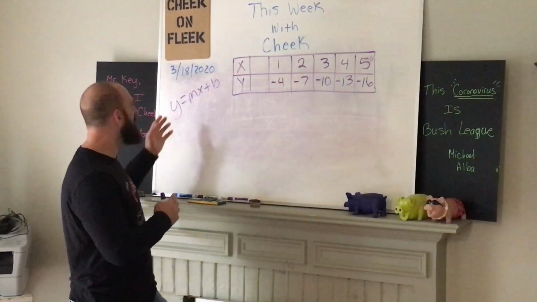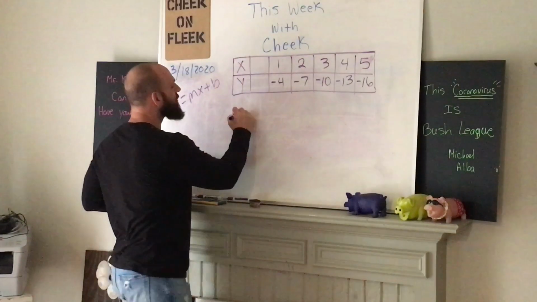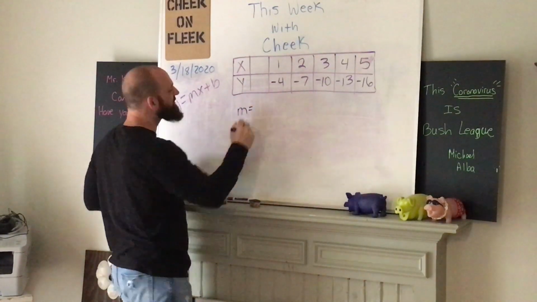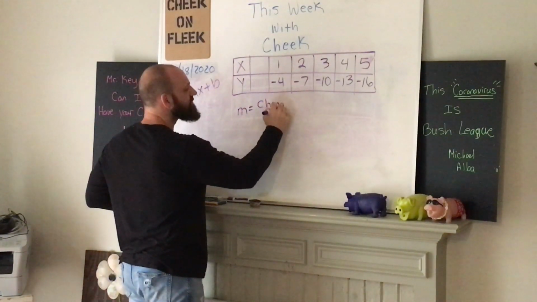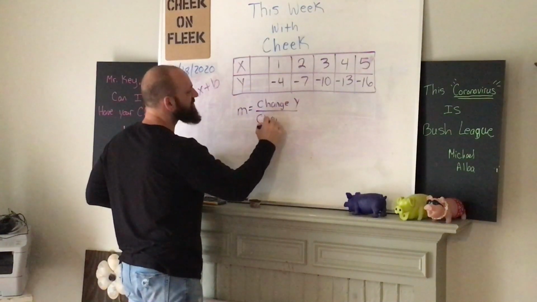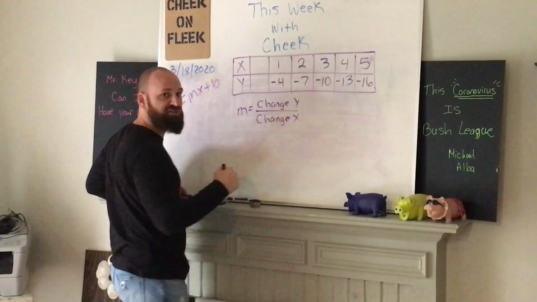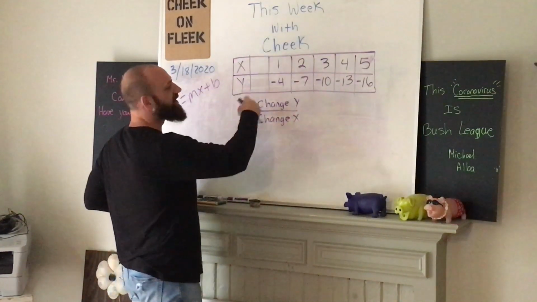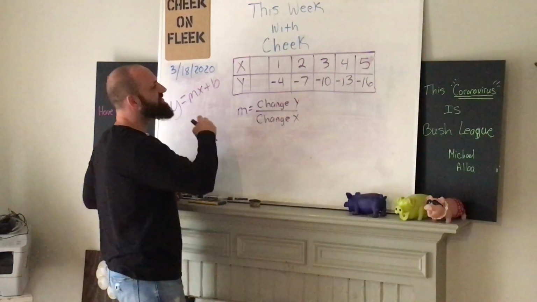We're going to determine our slope first. Remember, when we're looking at a table of values, we want to see how y is changing, compared to how x is changing. Slope is a ratio comparing the rise to the run. And so let's take a look.